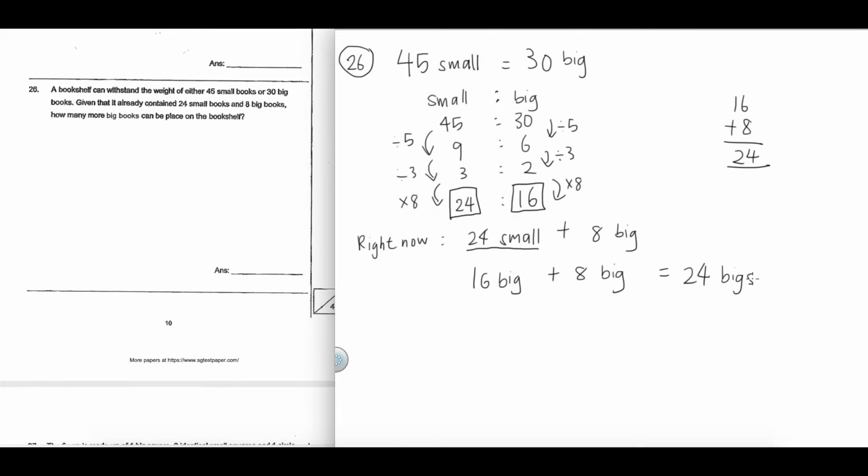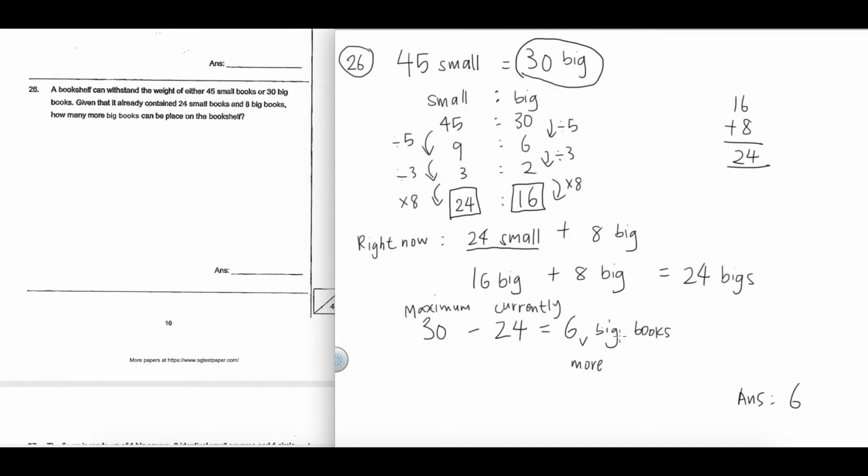I'm just going to call it bigs, okay? So how many more big books can be placed on the shelf? What's the total number that can be put on the shelf? 30 big, right? So what should I do now? I should take 30, which is the maximum, minus away what is on the shelf right now, which is 24 big. I'm going to get 6. Okay, 6 more big books can be placed. Alright, so this is maximum, and this is currently, and this is 6 more.